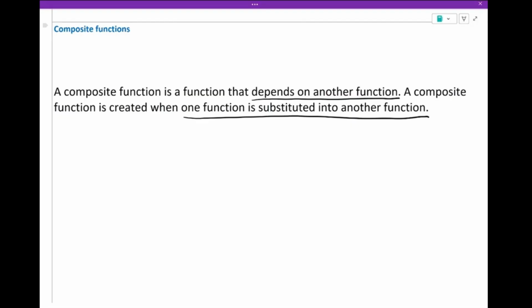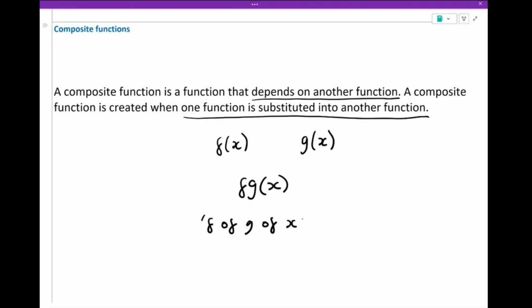So let's start thinking about the notation. Let's say you have some function f of x, and then you have some other function g of x. One composite function I could create by using both of these would be written as follows. And how we'd say that out loud is we would say f of g of x, like that.